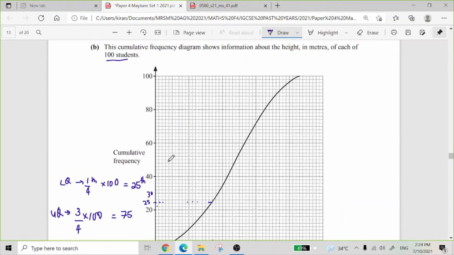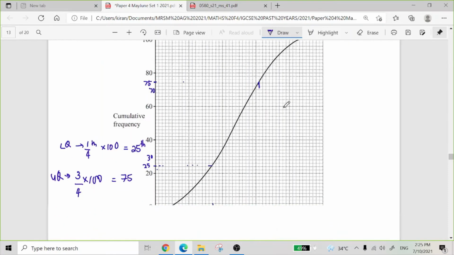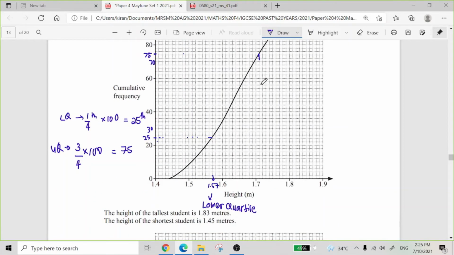So we find where 75 is. 75 is located here. So this one is 1, 2, 3, 4, 5, so this is 70, 72, 74. So it's located here, 75. That is the placement for the upper quartile. So we get here, and then we look at here. This is the part of the upper quartile, which is 1.71. That is my upper quartile.